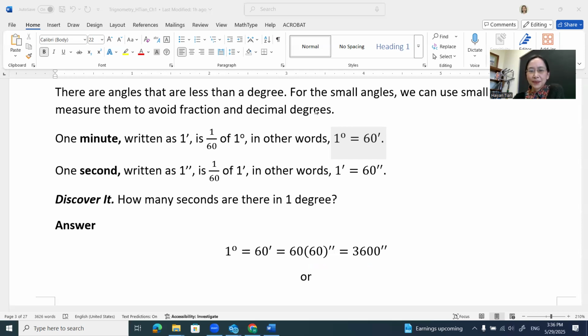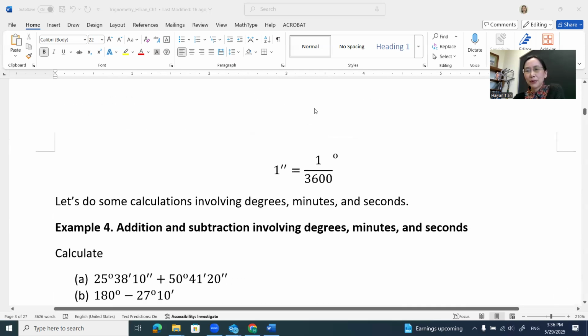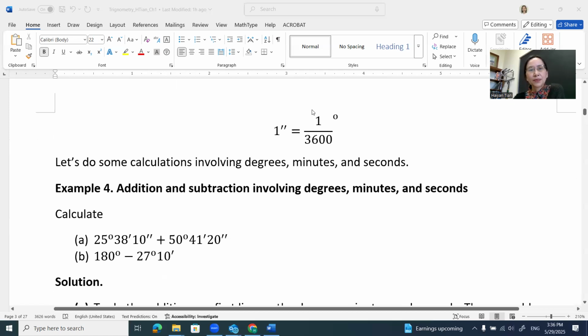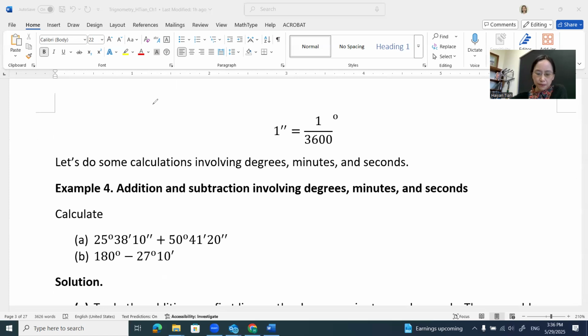Now we can do some operations between two angles. Oh, by the way, if we know that each 1 degree is equal to 3,600 seconds, then each 1 second is this fraction of a degree. That is how small a second is.